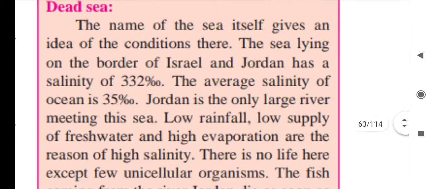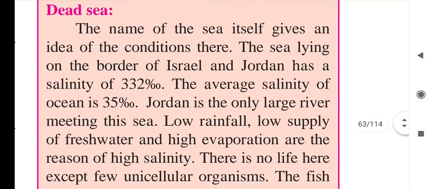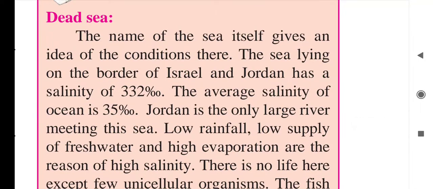The name of the sea itself gives an idea of the condition there. Dead Sea, we are talking about the Dead Sea now. The sea lying on the border of Israel and Jordan has a salinity of 332 parts per 1000. The average salinity of the ocean is 35 parts per 1000.